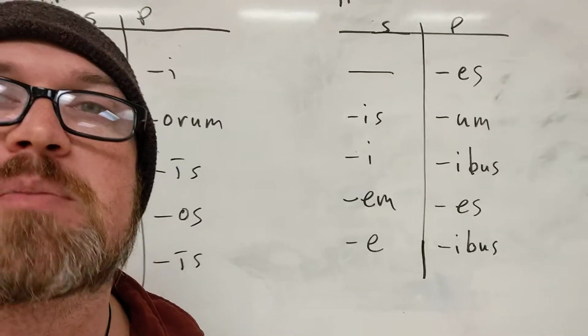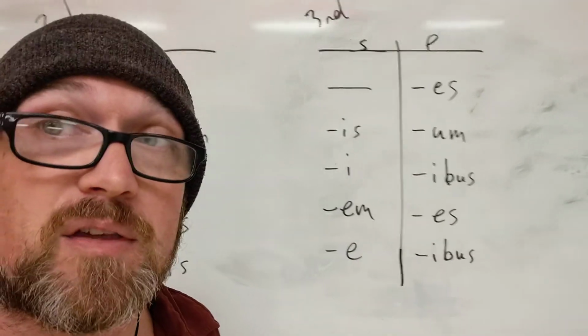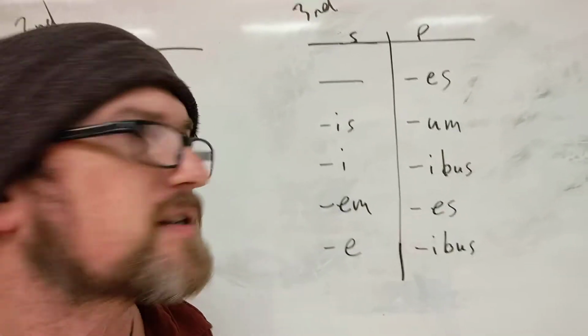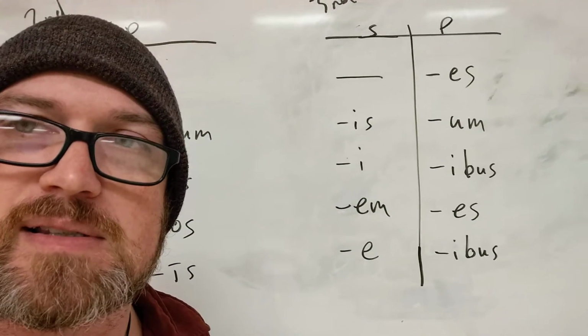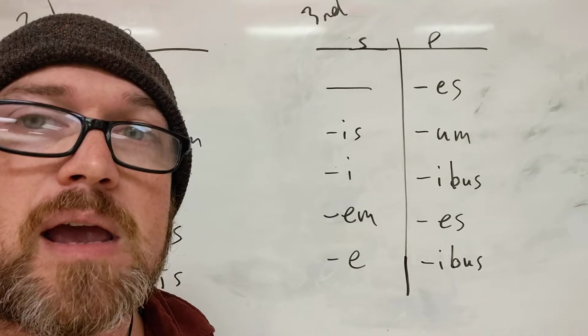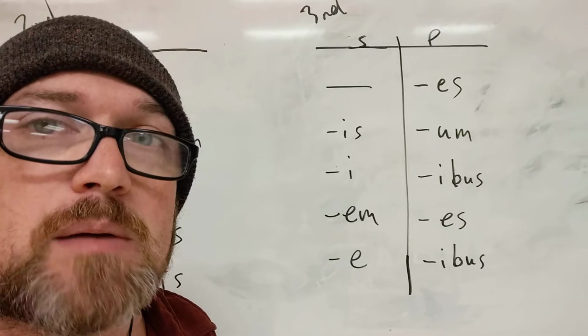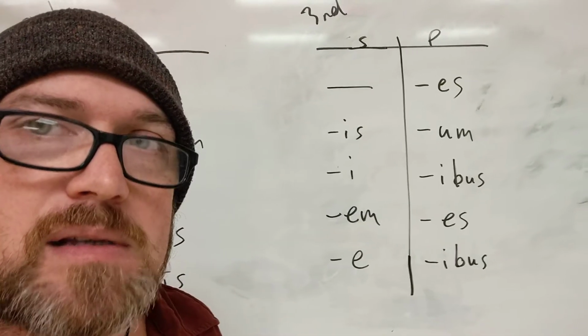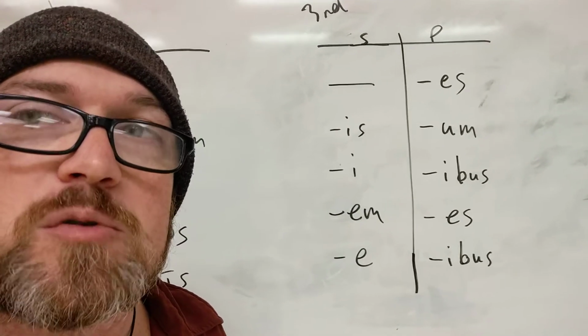This same principle also applies to the third declension. Now, the third declension does have the weird thing because there's not a consistent nominative. But starting from the genitive on down, you get is, i, em, e, es, um, ibus, es, ibus.